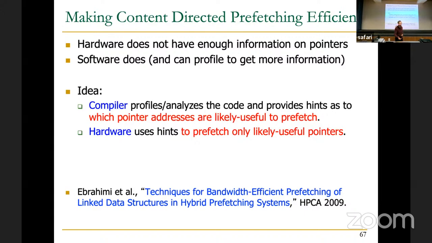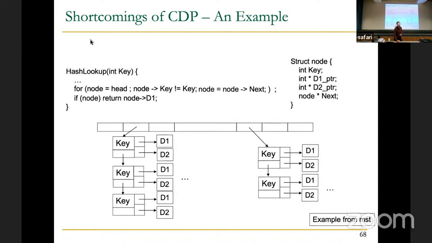Just let me give you a very, very quick intuition over here. So this is a real minimum spanning tree computation. And there's a hash table over here. And you can see that each hash table bucket has a linked list of keys. Whenever you do a hash lookup, you basically go to a bucket. And within that bucket, you do a linked list traversal. And if you look at this linked list traversal, this is how the data structure is laid out.